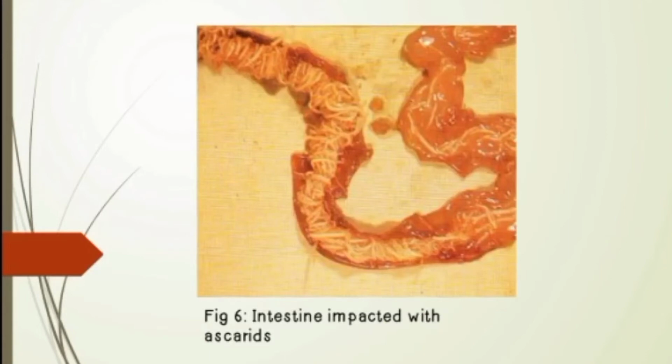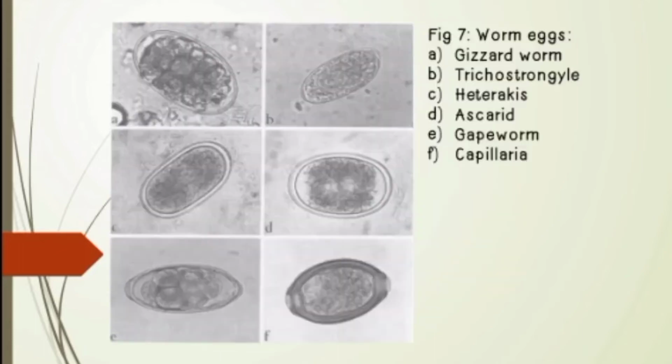This is the intestine of the chicken impacted with ascarids. Ganyan po ang kanyang itsura. Kung mapapansin po natin ay yung intestine ng manok ay puno ng mga bulate. Ang tawag po dyan ay ascarids. At ito po yung itsura ng mga worms na yon sa microscope. Ito po ay yung itlog ng mga worms na yon.